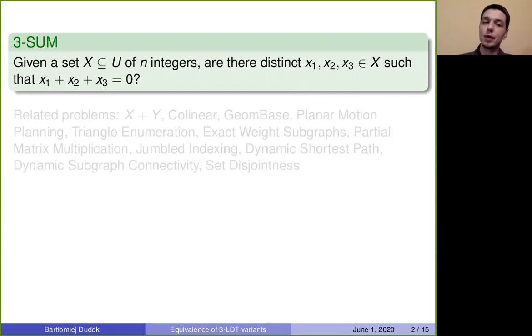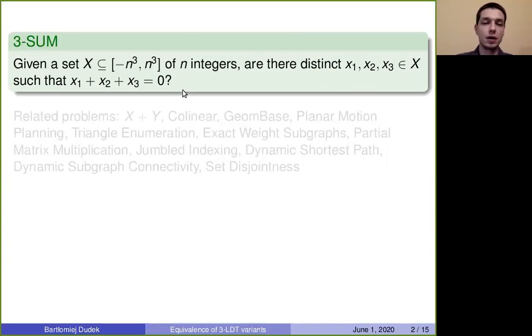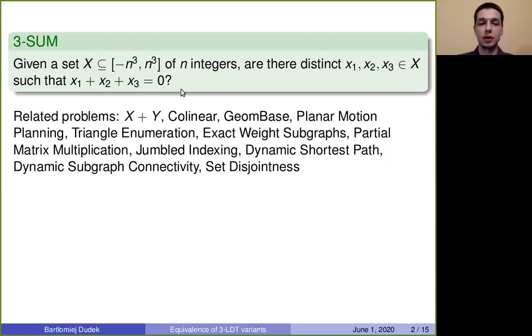In this problem, we are given a set X of n integers, and we need to answer if there are distinct elements x1, x2, and x3 from this set, such that they sum up to 0. Usually one assumes that the universe is from minus n cubed to n cubed, and till the end of this talk, we will focus only on such a universe. Free-sum is a fundamental problem in fine-grained complexity because it is related to many other problems in computational geometry, algorithms on strings, dynamic algorithms, and algorithms on graphs.